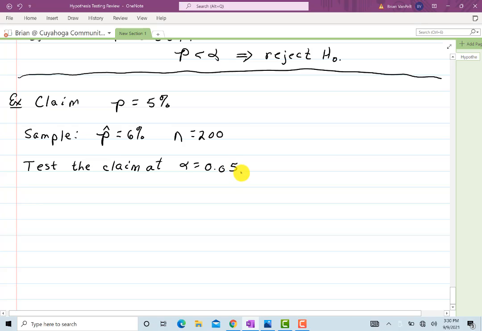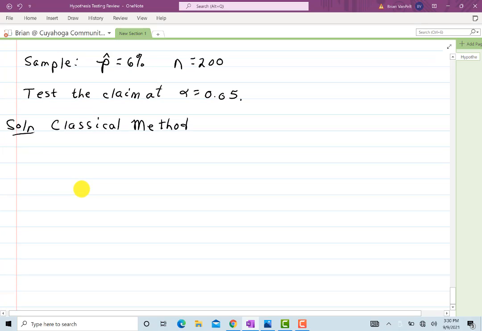And then we'll start with the classical method. All right, remember the first thing we need to do is check that np is greater than or equal to 5, and nq is greater than or equal to 5. Our n was 200, and our p is 0.05. So I believe that's 10. And so it checks for that one.